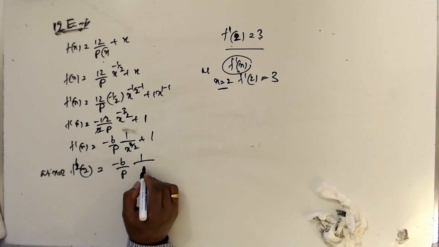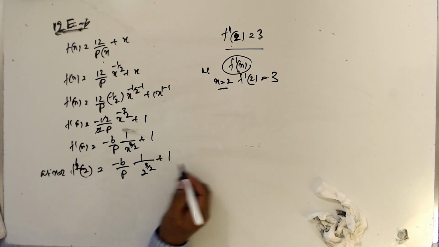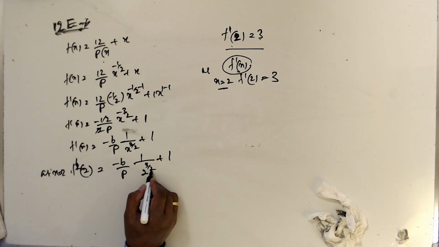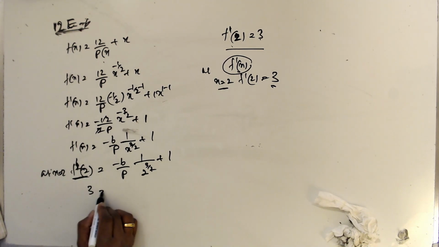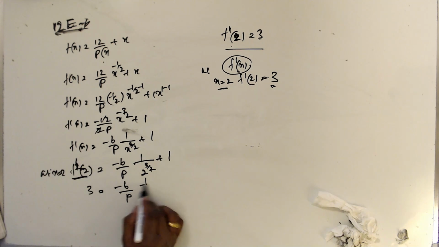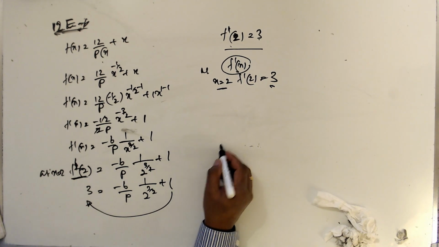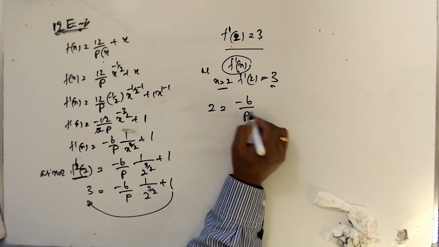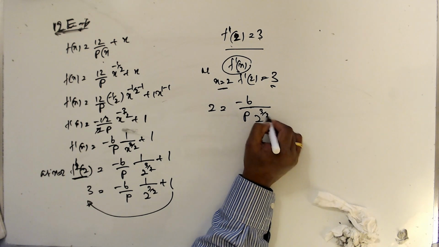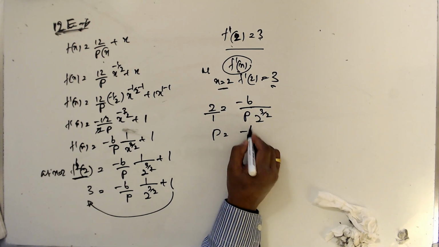Now this f dash x at x equal to 2, f dash 2 equal minus 6 over p, so this is going to be 1 over 2 to the power 3 over 2, plus 1. What is 2 to the power 3 over 2? Now you know this f dash 2 is 3. So I'll write here 3 equal minus 6 over p, 1 over 2 to the power 3 over 2, plus 1. So 3 minus 1, it will become 2, equal minus 6 over p, 1 over 2 to the power 3 over 2. I'll bring p up and 2 down. So p equal minus 6, 2 to the power 3 over 2 over 2.